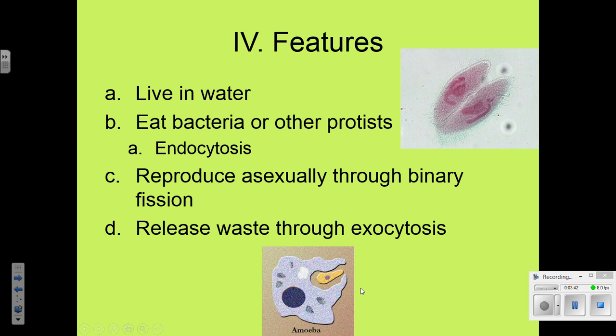So that's endocytosis. Protists are also going to reproduce asexually, so they're going to make exact copies of themselves using that process that we talked about in previous chapters called binary fission. So basically just splitting into 2. Quick copying of the DNA and then a quick replication and splitting in half. And then they get rid of any extra waste through exocytosis. So it's the exact opposite of what we just talked about with endocytosis. So instead of bringing it in, we take our waste, push it out towards the cell membrane, and then release it to the outside.